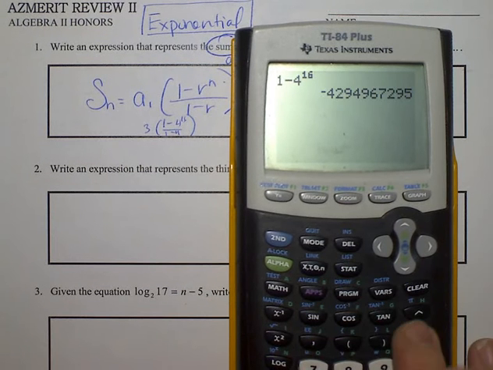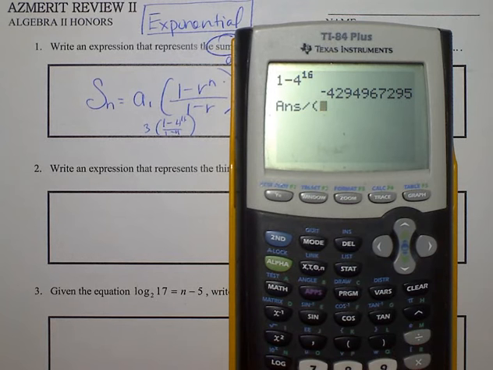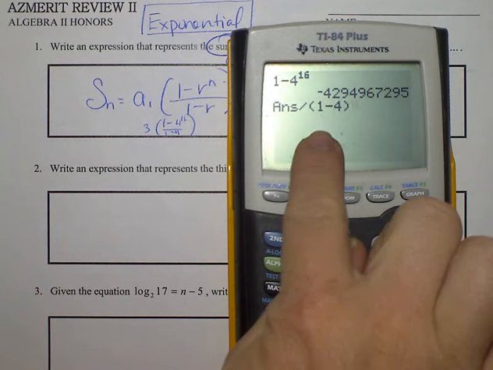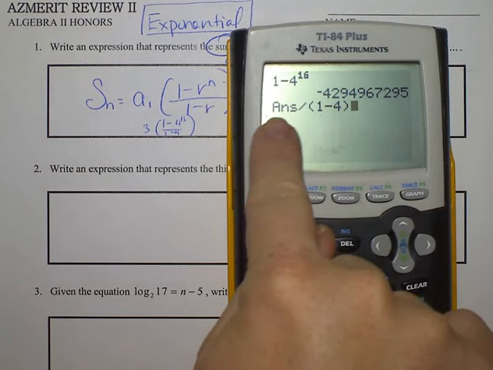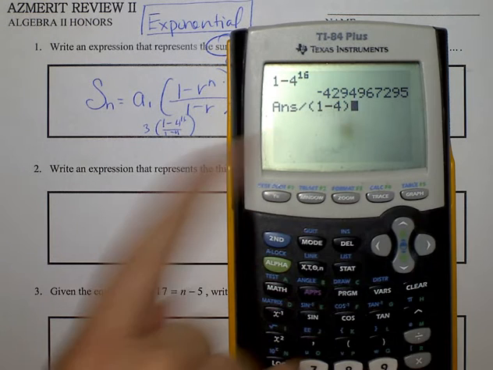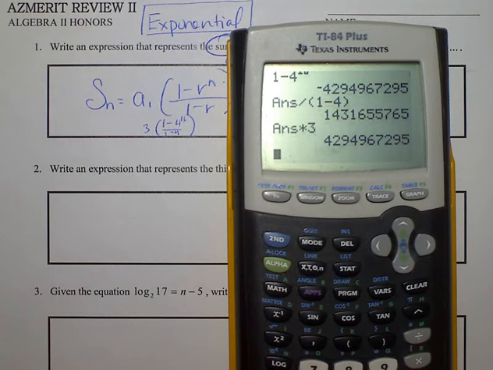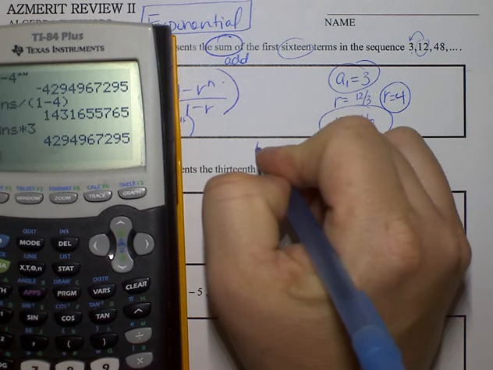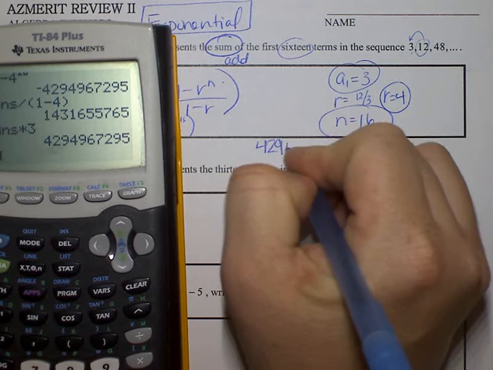Make sure when you divide, you're going to put in parentheses again 1 subtract 4. If this is not in parentheses, it will not do the operations in the correct order. You'll get the answer wrong. Take a times a 3 out front, and there's our answer. Hands raised if you have the same answer on your calculator so we can see it, okay? So I'm going to write this number down, very large number.